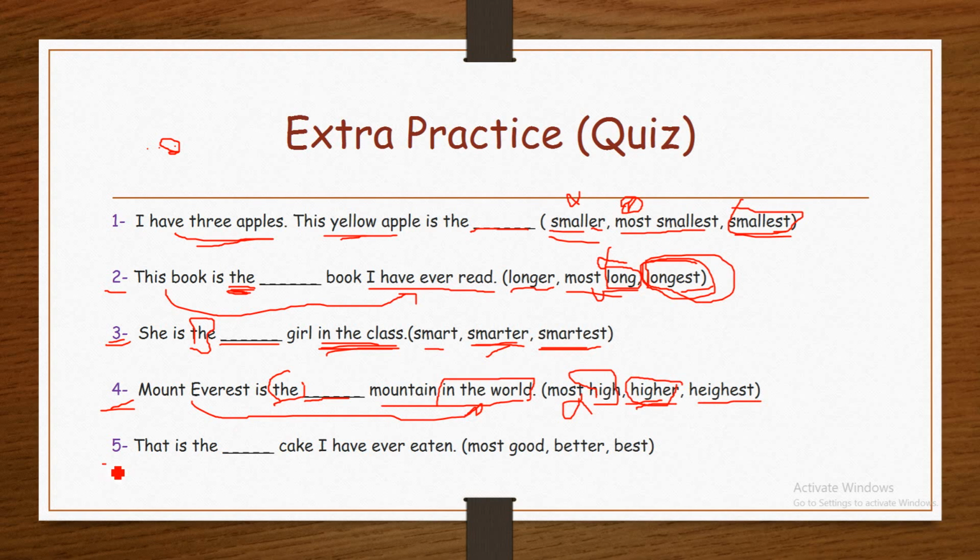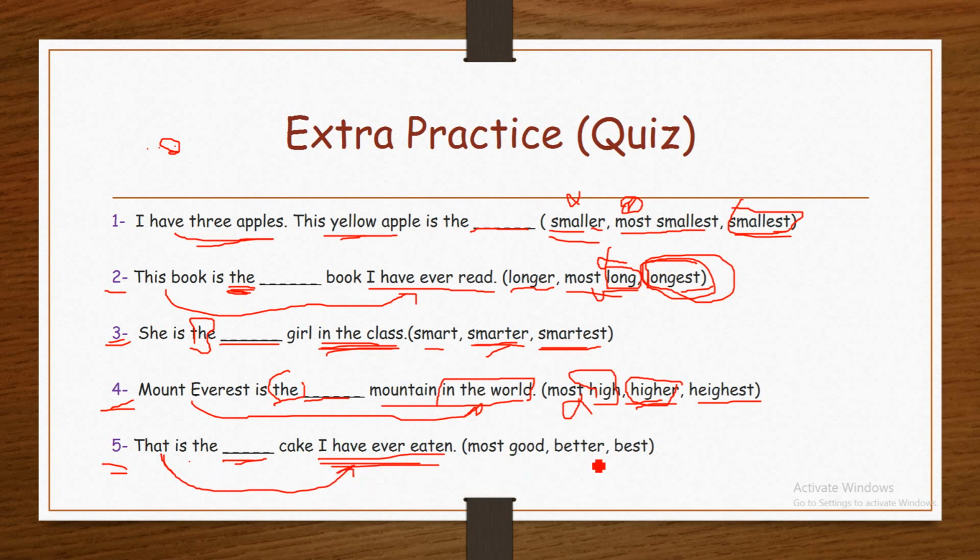Number 5, the last one. That is the blank cake I have ever eaten. You have eaten more than one cake. You compare that cake to a group of cakes.